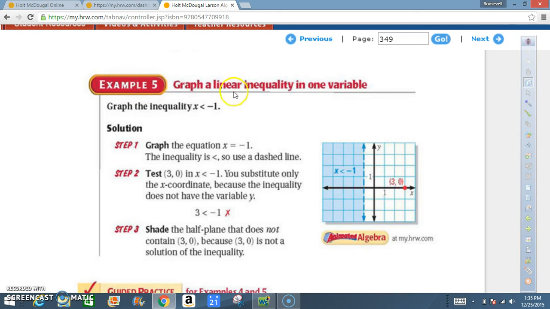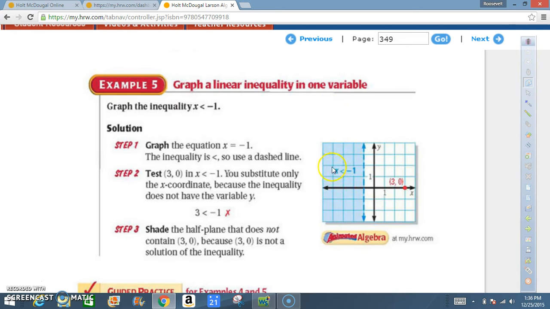Example 5. Graph a linear inequality in one variable. Graph the inequality x is less than negative 1. Once again, this should be a review. All we do is we go to the x-axis, we locate negative 1, and we make a vertical line. Now here the line is dotted or dashed. Why? Because it only says less than. And less than would be back in a negative direction. Like so. All of that is less than.